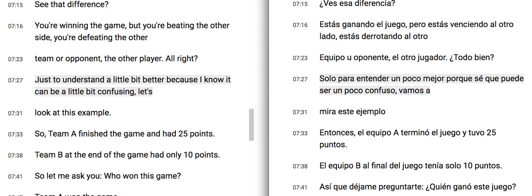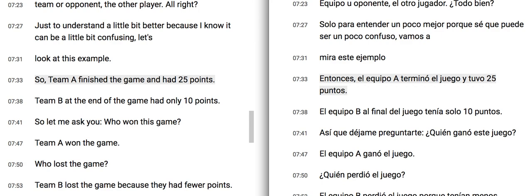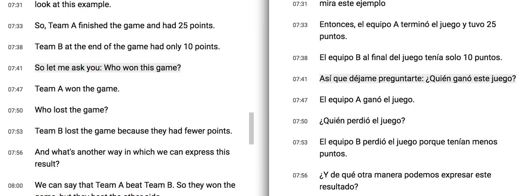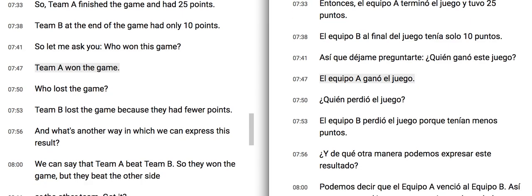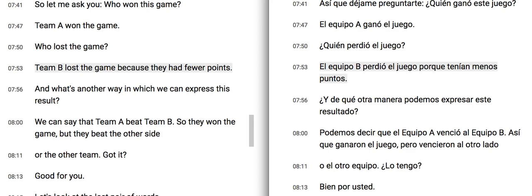All right? Just to understand a little bit better, because I know it can be a little bit confusing, let's look at this example. So Team A finished the game and had 25 points. Team B at the end of the game had only 10 points. So let me ask you, who won this game? Team A won the game. Who lost the game? Team B lost the game because they had fewer points.